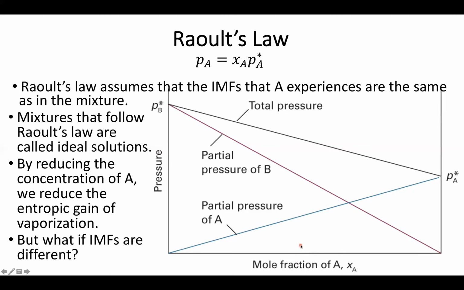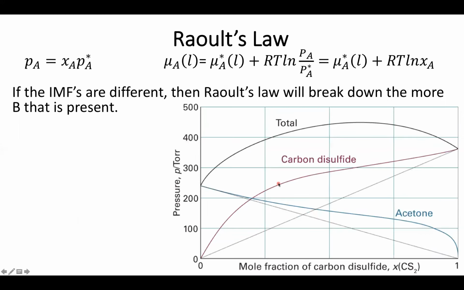What's going to happen if the IMFs are different, from A interacting with A or A interacting with B? And this actually ends up turning into quite a tricky little scenario. More or less what ends up happening is the more that the IMFs are different, the more that Raoult's law is going to break down. And it can essentially break down in two ways.